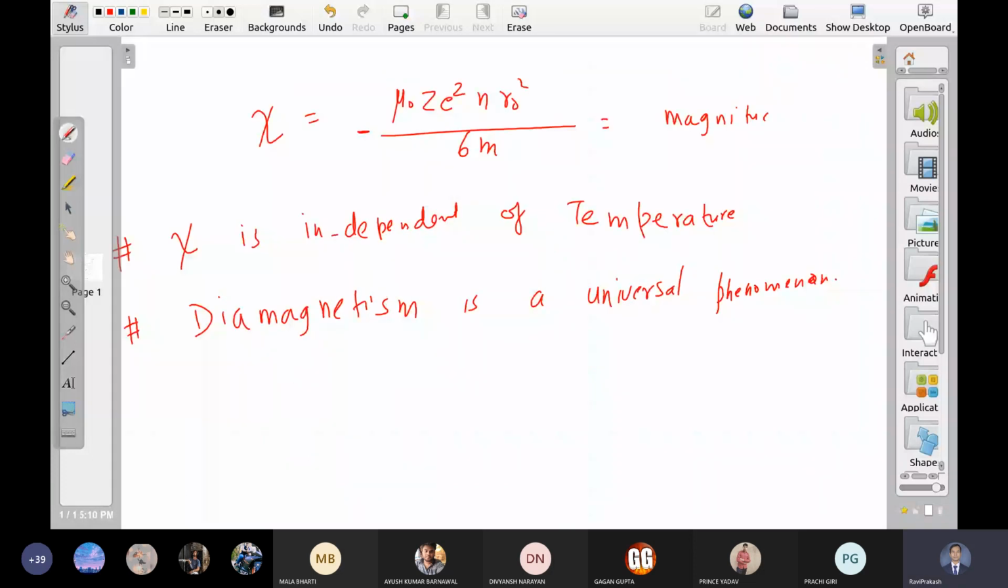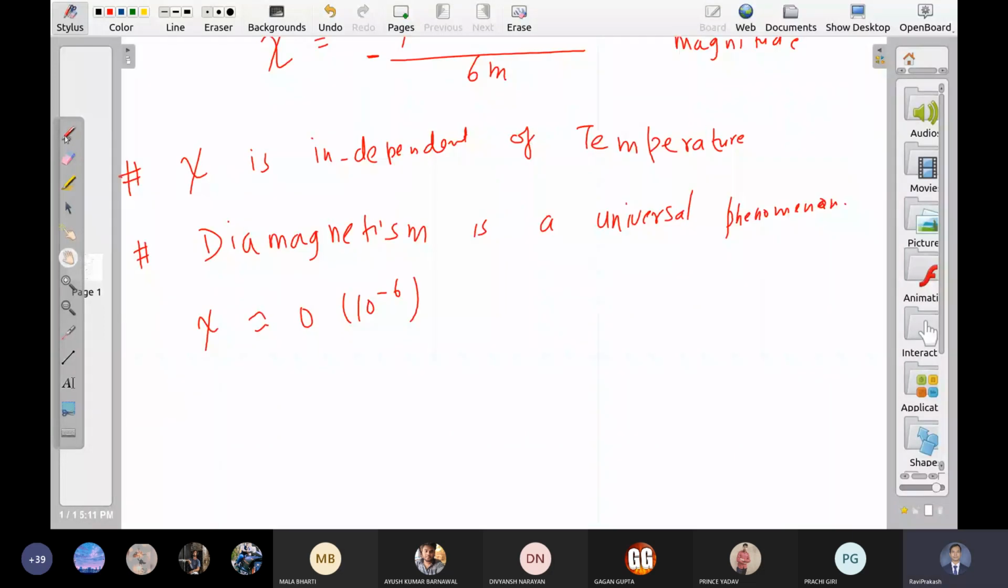What is the magnitude? So you take any material, let us take copper. The chi is of the order of 10 to the power minus 6. This number is so small that it is not easy to check this number. Now let us say we have a paramagnetic material.